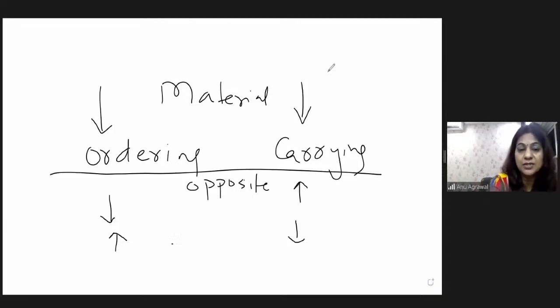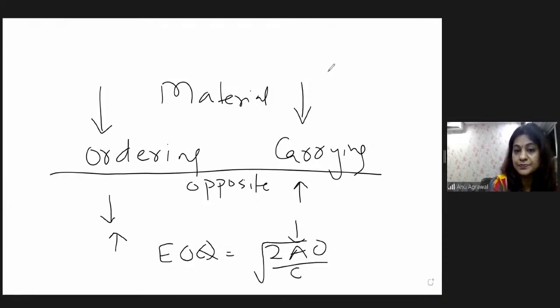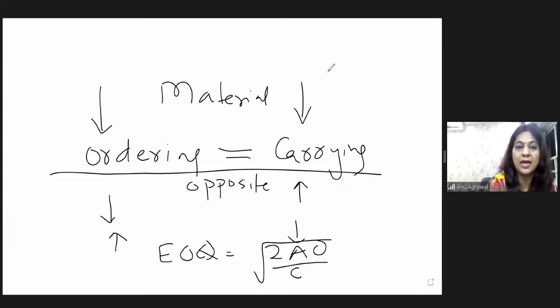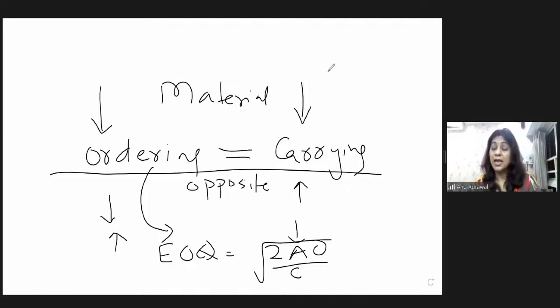So we worked out something called EOQ, which mathematically gave us that if we buy material in this lot size or quantity, my ordering and carrying cost will be equal. They will become equal at EOQ. And when two opposite costs are equal, the inventory cost becomes the lowest.